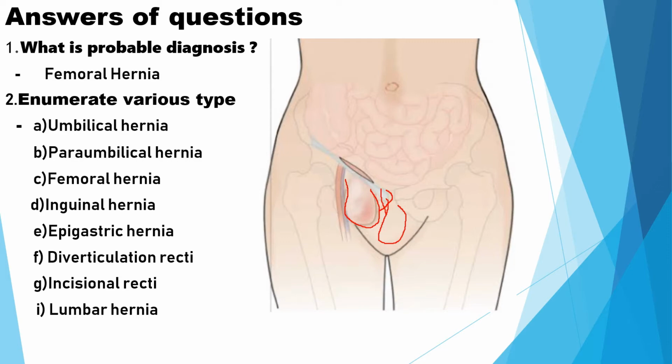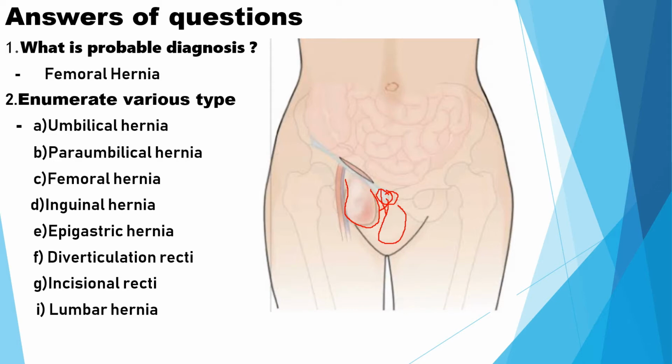So the basic difference in these two hernias is that in case of femoral hernia, herniation will be present lateral to the pubic tubercle, and in case of inguinal hernia, herniation will be present medial to the pubic tubercle. Then the next question is: enumerate various types of hernias.